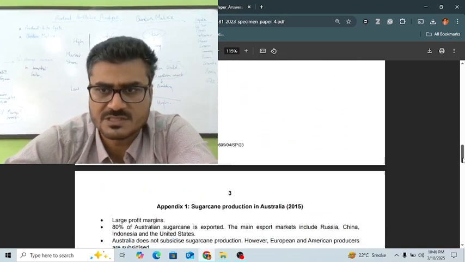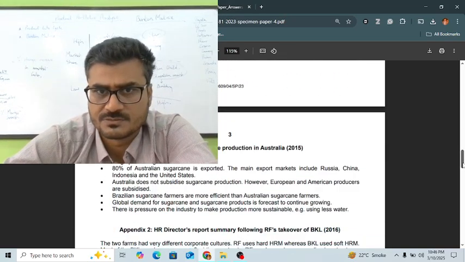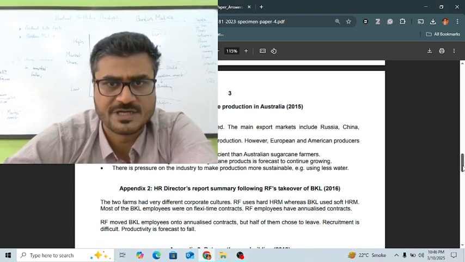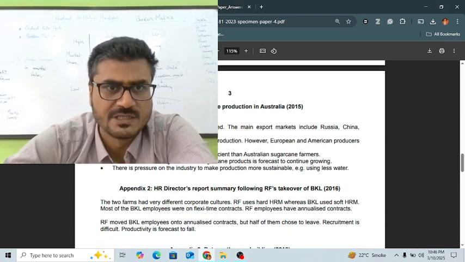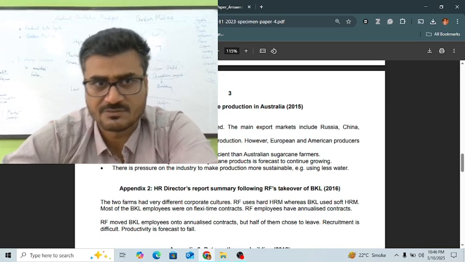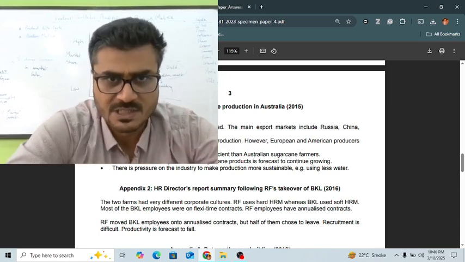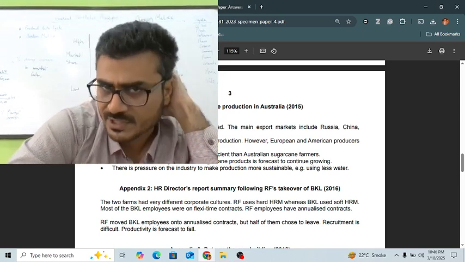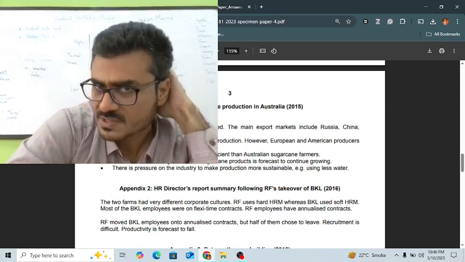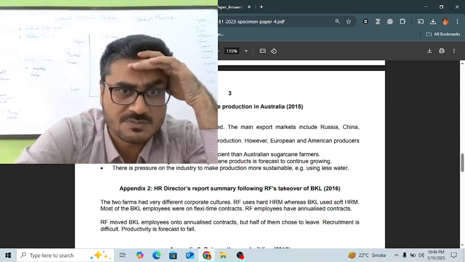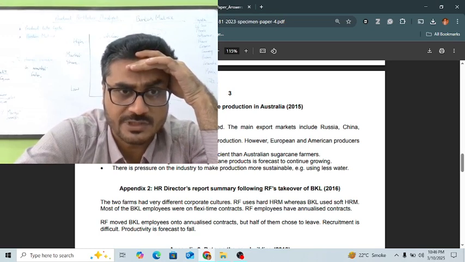So let me just take you to 2015, Appendix 1. Sugarcane production in Australia. Large profit margins. Why? Now it will give us analysis points. So why did they shift all of their production to sugarcane? Because in Australia in 2015 there were large profit margins in sugarcane production.